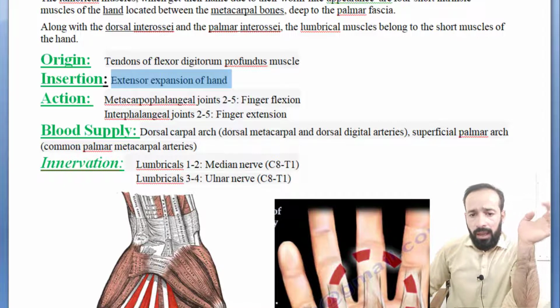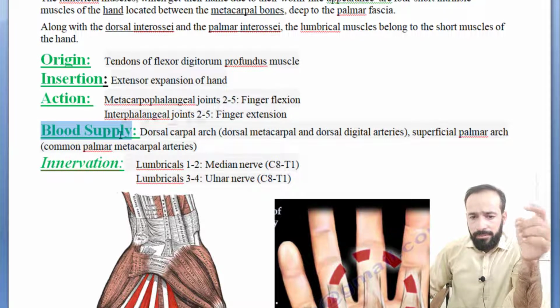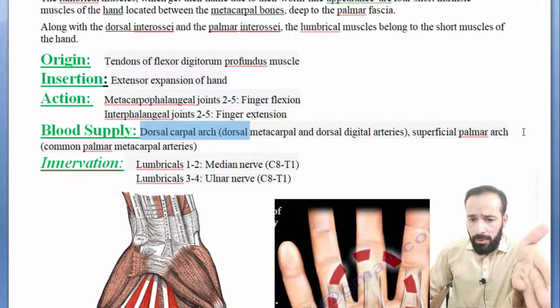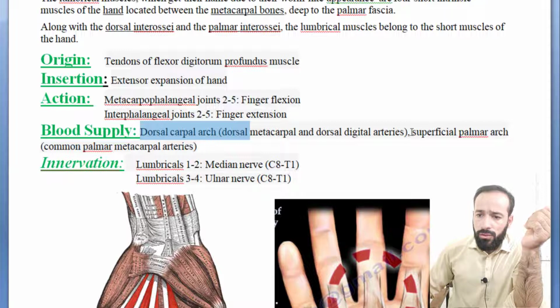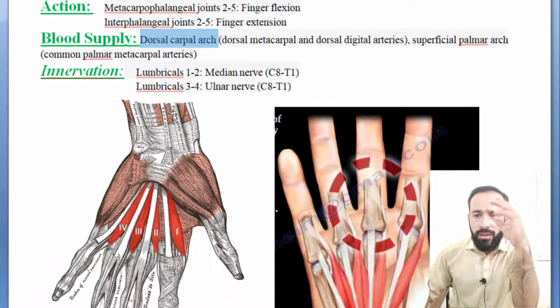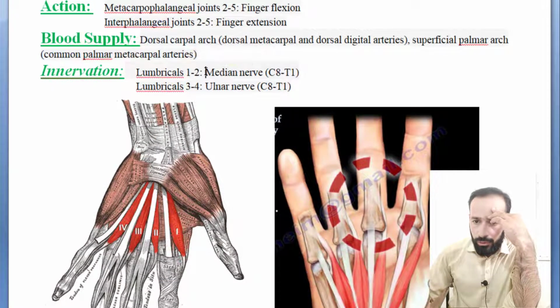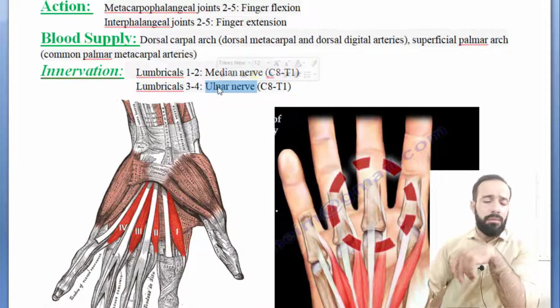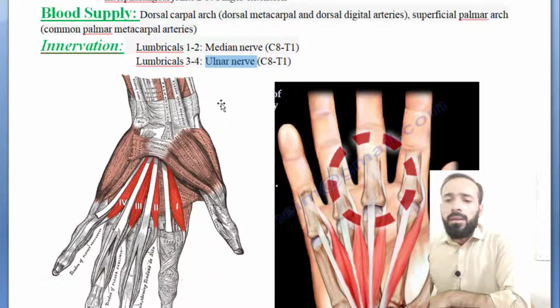And about the blood supply, they are supplied by the dorsal carpal arch and the superficial palmar arch. These two arches are very important, which supply blood to these lumbricals. And their innervation: there are 4 lumbricals, 1 and 2 are supplied by the median nerve, and 3 and 4 are supplied by the ulnar nerve. This can be the MCQs for you guys.